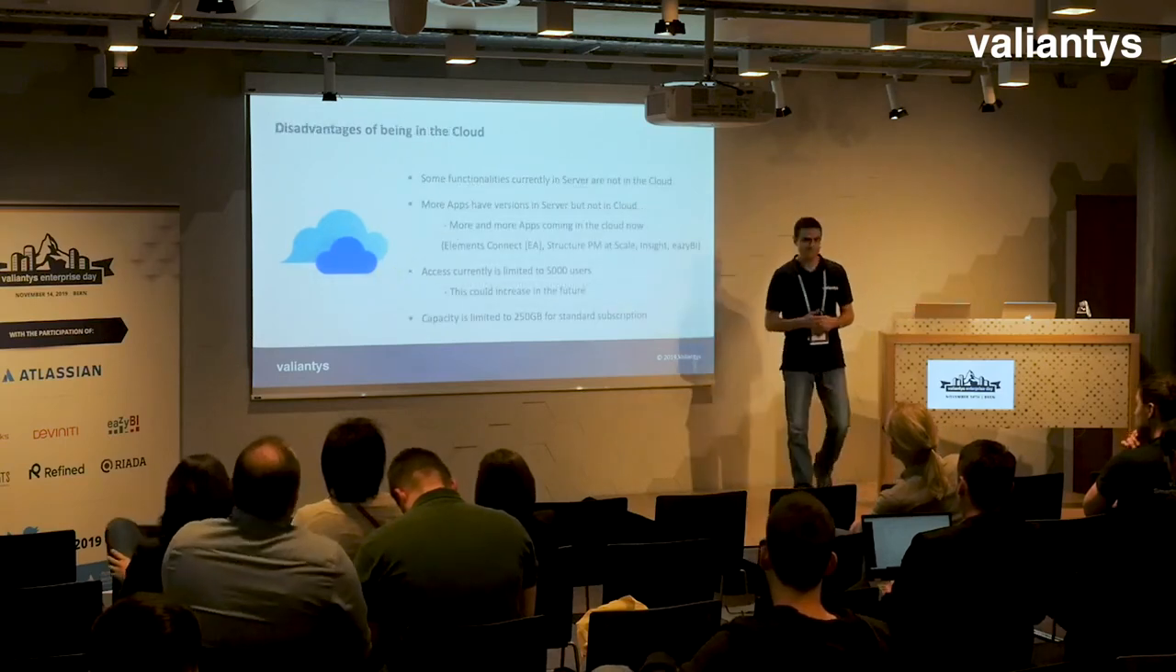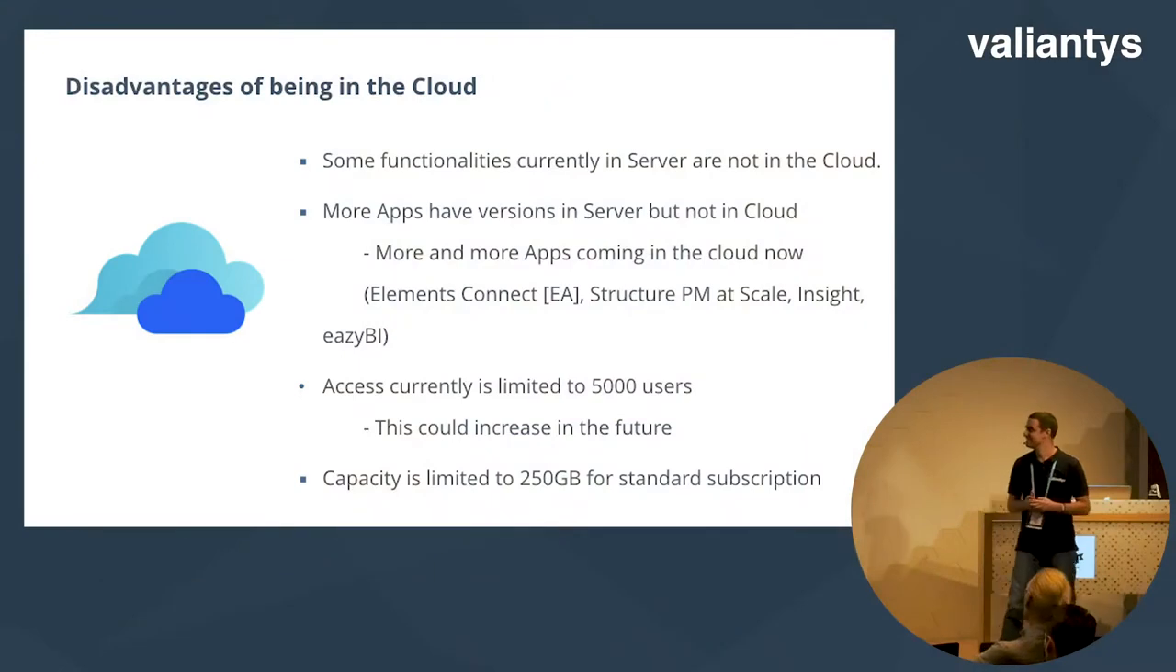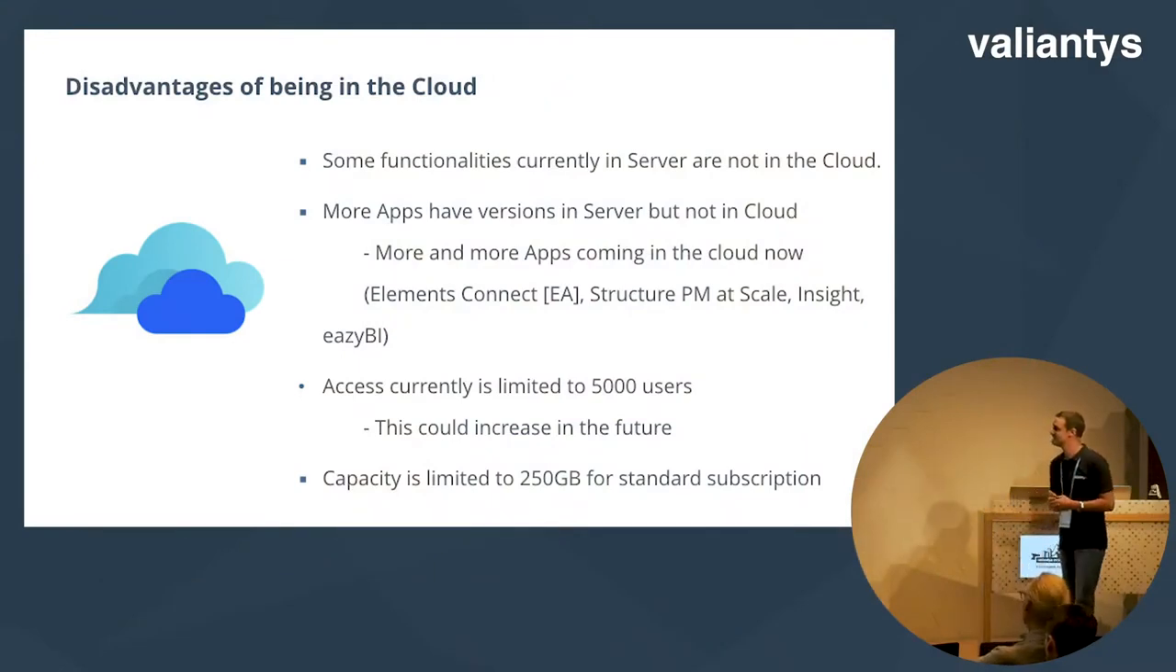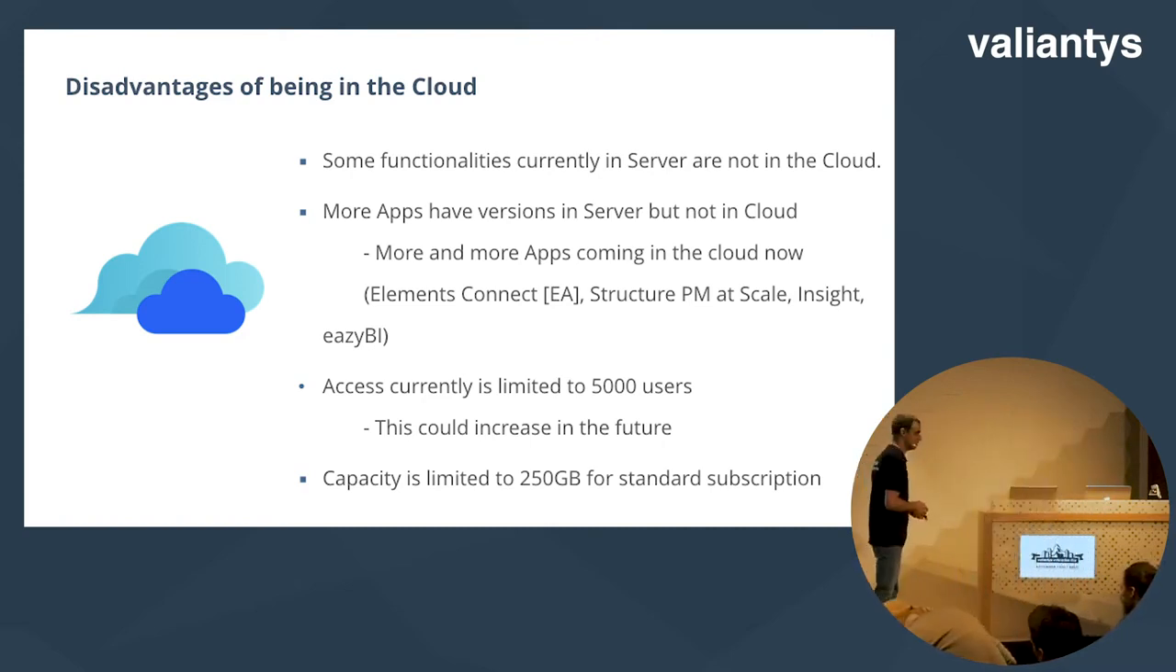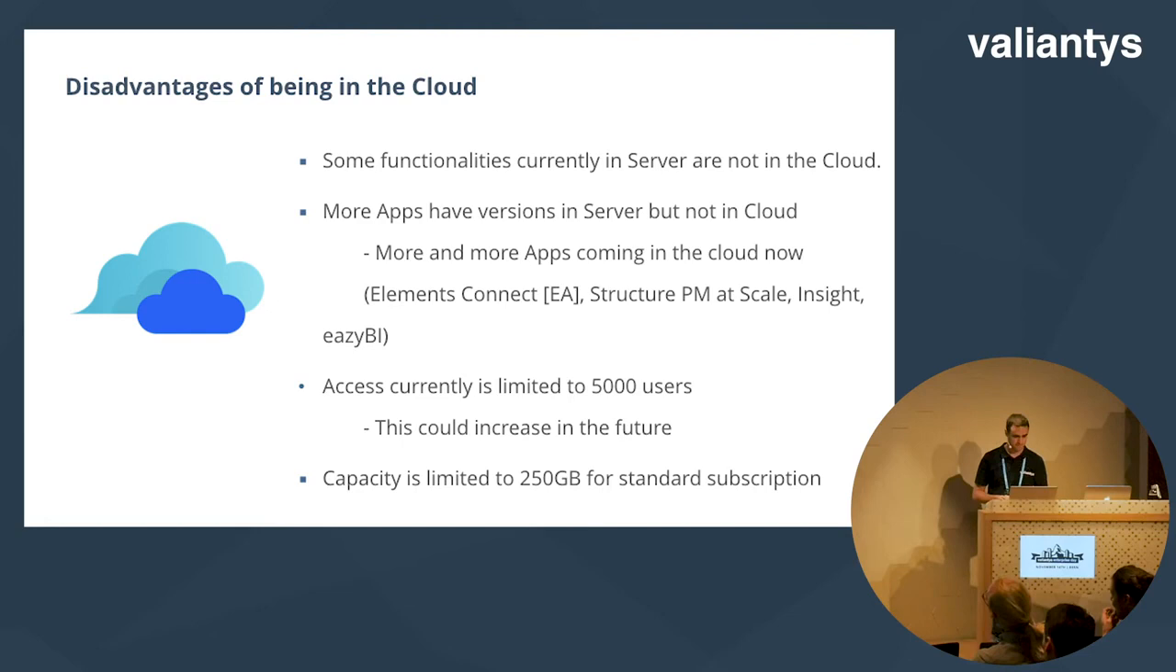Moving on to what are some of the disadvantages of being in the Atlassian Cloud. For now, some of the functionalities, we still have them in server. We don't have them yet in cloud. If I was to list some of these, we have to be able to customize the email templates, for example, enable or disable the attachments, manage the external and the LDAP users. I'm going to talk about this a bit more later when we talk about the Atlassian Access.